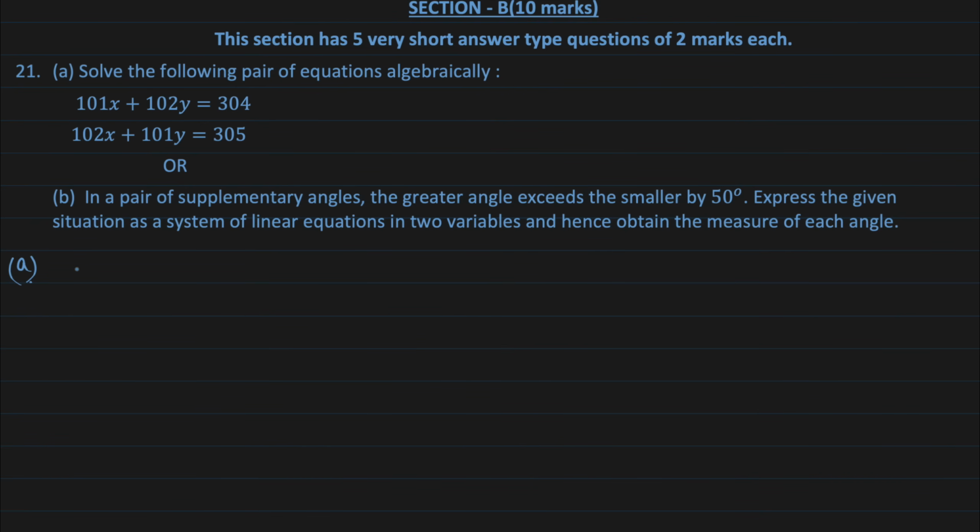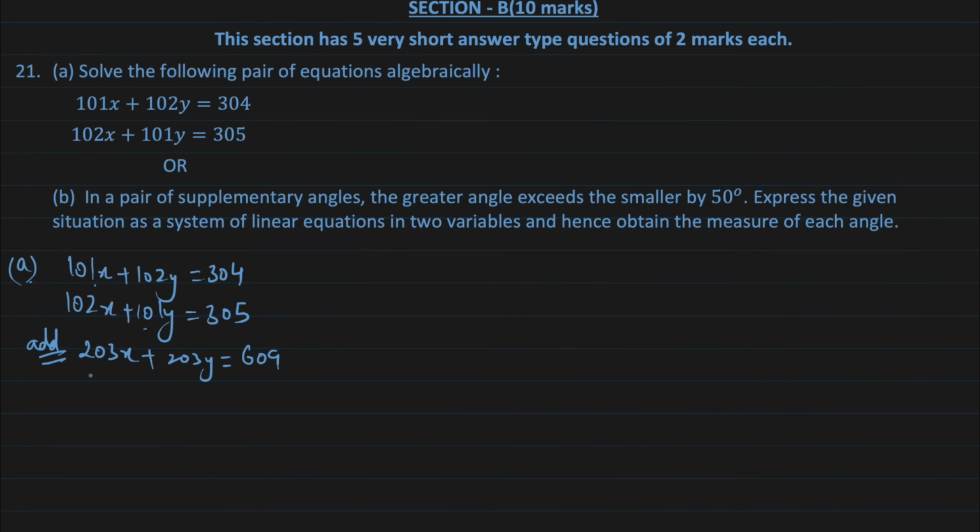A part I'm solving here, right? 101x plus 102y is 304 and 102x plus 101y is 305. It's a special type of linear equation problem, you all know, because the x coefficient and y coefficient in both the equations are swapped. So what we do is we add the two equations first. What do you get when you add? 203x plus 203y is 609.